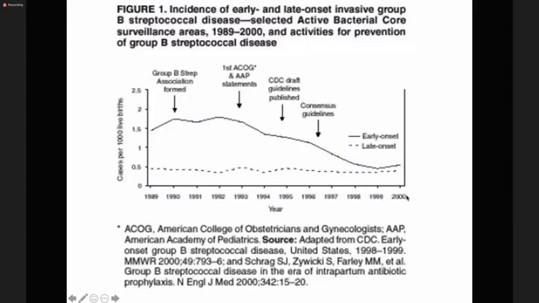So here what you can see is incidence of early and late onset invasive group B streptococcus disease from 1989 to 2000. You can see it has slowly come down. And there have been various things have happened. There have been statements, guidelines, consensus guidelines, right? So with more and more awareness, with more and better control measures, infections can be brought down.